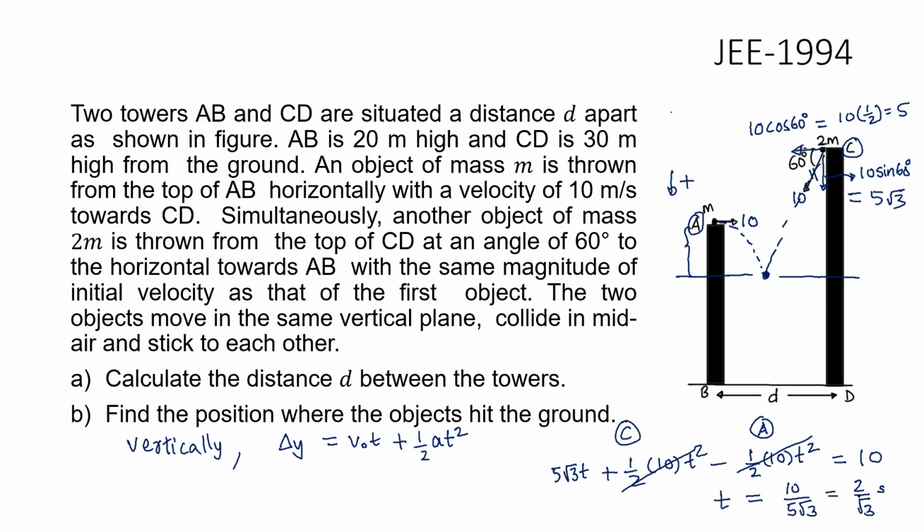Okay. Now, once I get the time, I can use the horizontal direction. Horizontally, again, there are no forces, so the velocities will remain as they are. So now the distance covered by A horizontally plus the distance covered by C horizontally should be our distance between the towers. Okay, so now what is the distance covered by A horizontally? I'm doing it horizontally.